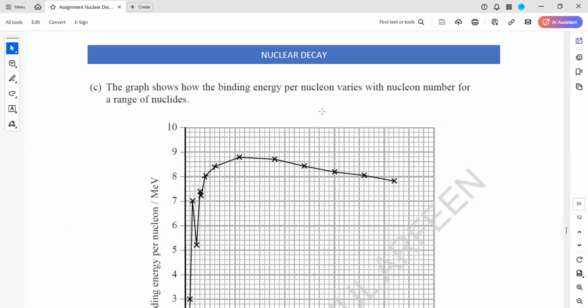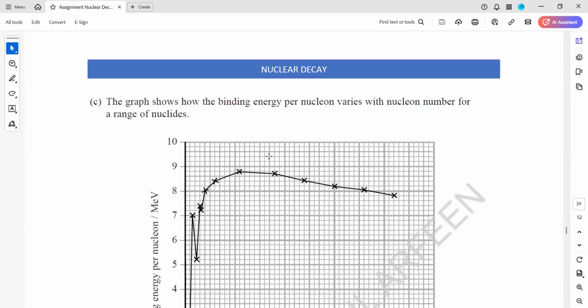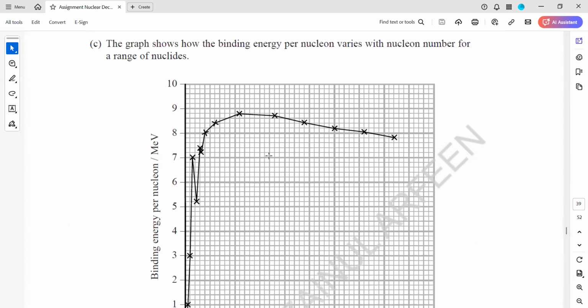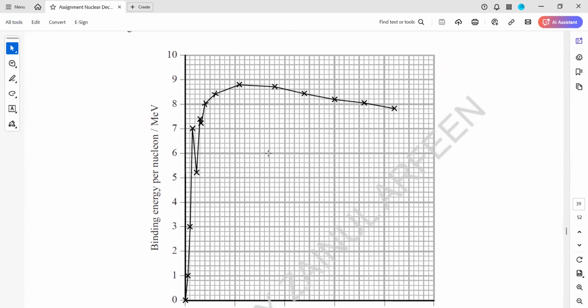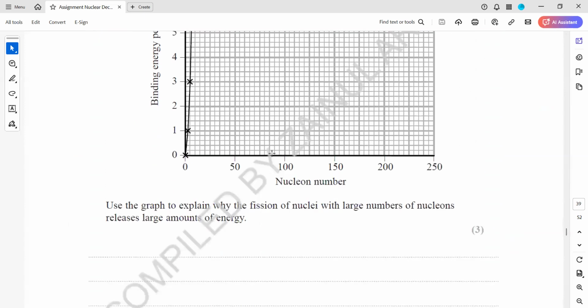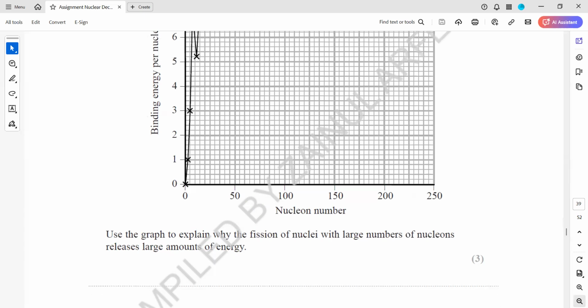Next is a repeated question related to the graph of binding energy per nucleon in MeV. The graph shows the binding energy per nucleon against nucleon number for a range of nuclei. Use the graph to explain why the fission of nuclei with a large nucleon number releases a large amount of energy.